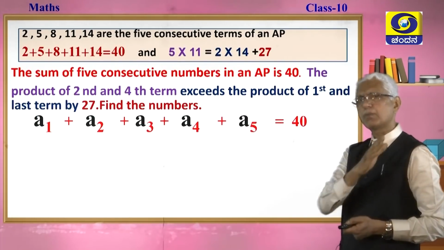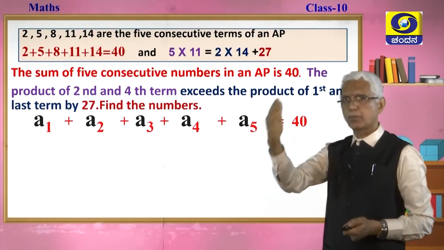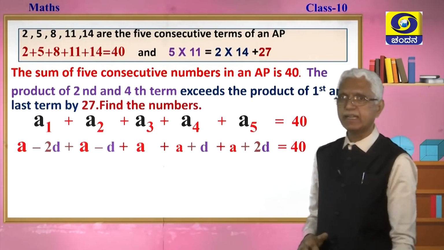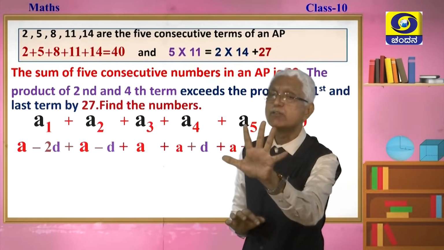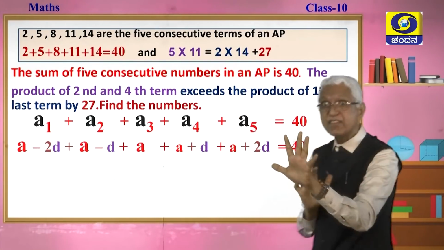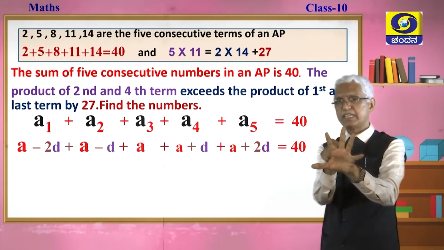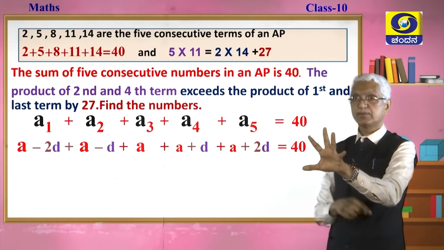What have they given? Sum of all the 5 terms is 40, a1 plus a2 plus a3 plus a4 plus a5 is 40, wonderful. There are 5 terms in AP, correct. One of the problems we did earlier was 3 terms in AP. How did we take? A plus d, a minus d. Now I am having 5 terms. It will be convenient to take like this. Take a, a plus d, a plus 2d, a minus d, a minus 2d.